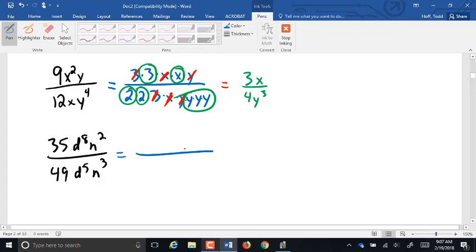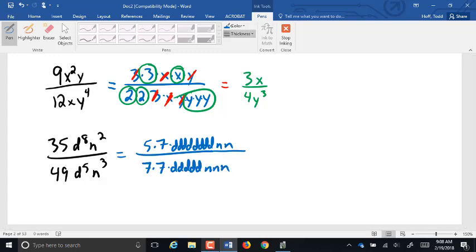The second one, what does 35 factor into? 5 times 7. Then we got d to the 8th and n to the 2nd. 49 factors into, it's kind of a tough one, 7 times 7. Then we got 5 d's and 3 n's. What cancels?